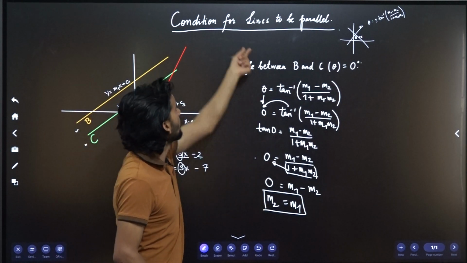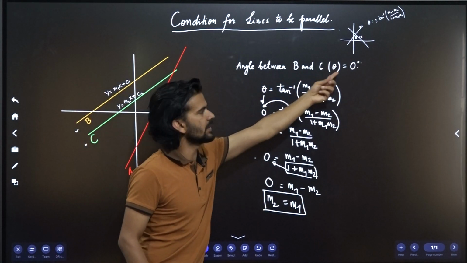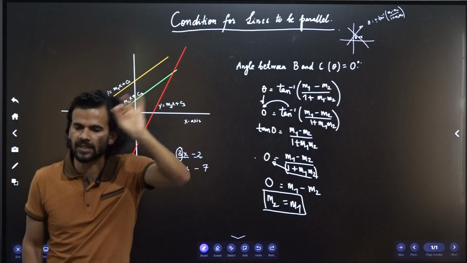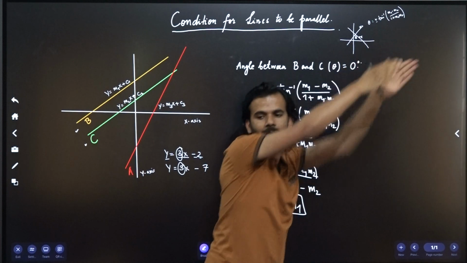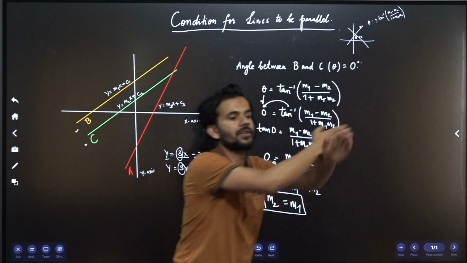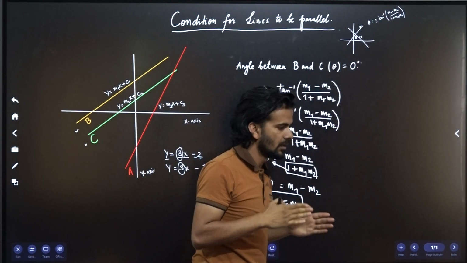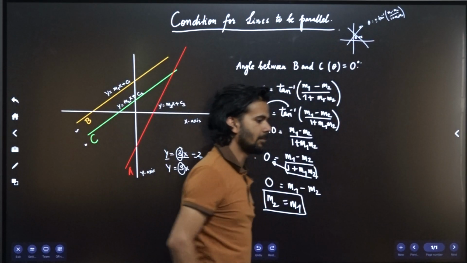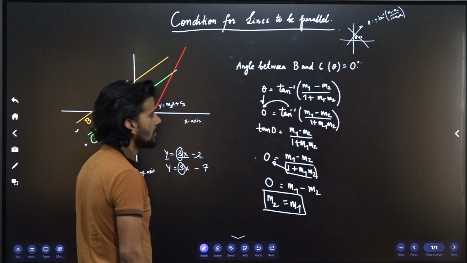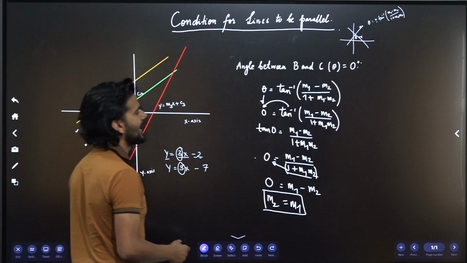When they are both equal, what does that tell us? The angle between them is 0, that means they are parallel. They're going in one direction, like this. They're not crisscrossing. Angle 0 means they are parallel.